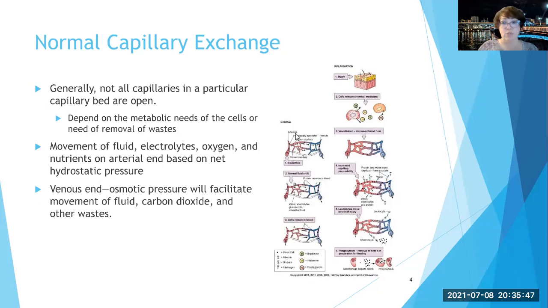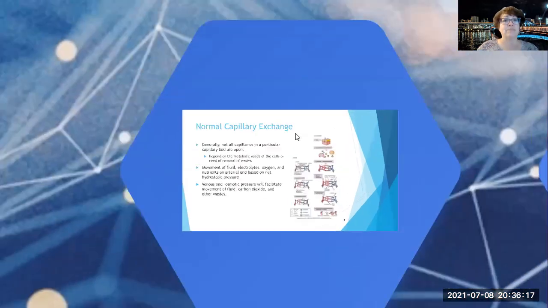So this is normal capillary exchange. This is how it normally happens. At the venous end, osmotic pressure facilitates the movement of fluid, carbon dioxide, and other wastes. Excess fluid and any proteins are recovered by way of the lymphatic system and eventually return to general circulation. So when everything's working great, this is beautiful. This works wonderfully. It's when things go wrong that we run into problems.